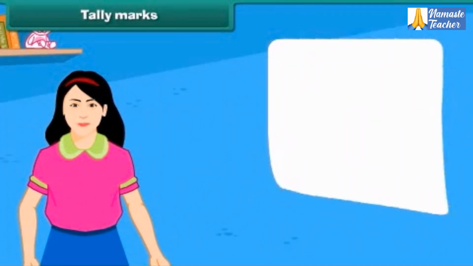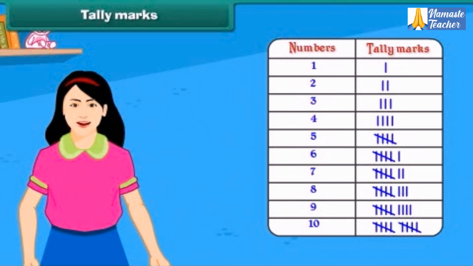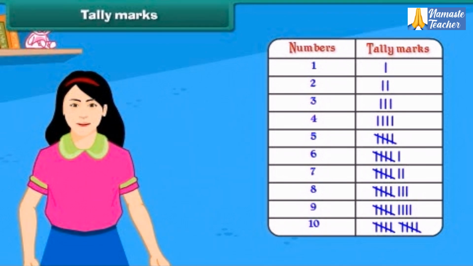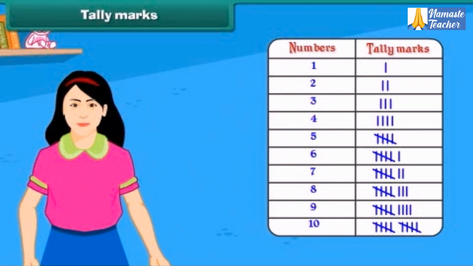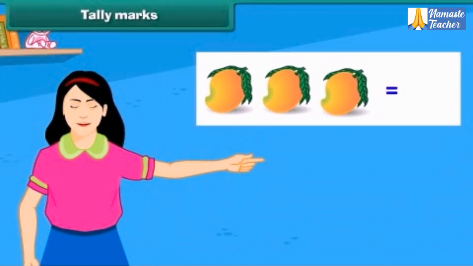Tally marks are one of the easiest and quickest methods used for data handling. A tally mark is counting the objects or activity in groups of 5. A single vertical line represents a single object. For representing 2 objects, 2 vertical lines are drawn. Each mark represents an object. While representing 5 objects, 4 vertical lines are drawn and a 5th diagonal line cuts the 4 vertical lines. For example, to count 3 mangoes, we make 3 tally marks.